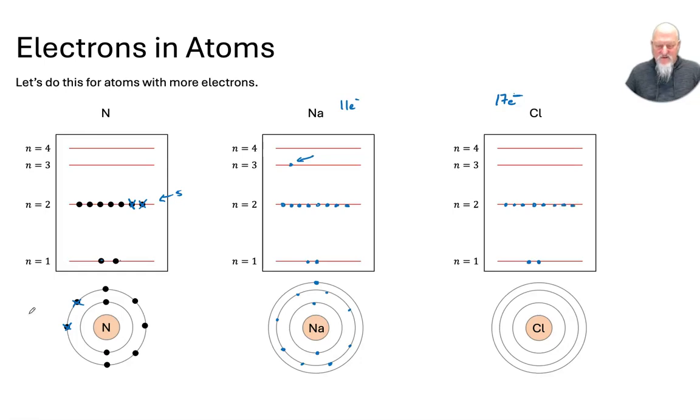That's 10, and that means 7 go in this n equals 3. Okay, and if I'm putting those in here, 2 of them go in the n equals 1, 8 of them go in the n equals 2, and then 7 of them go in the n equals 3.